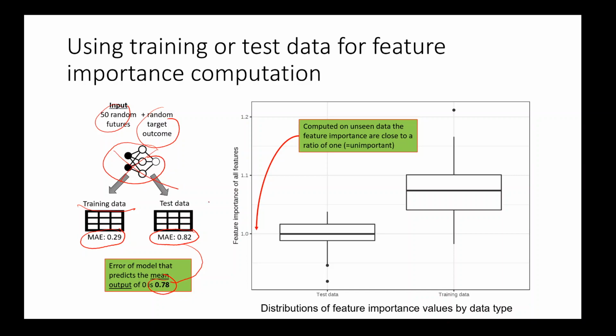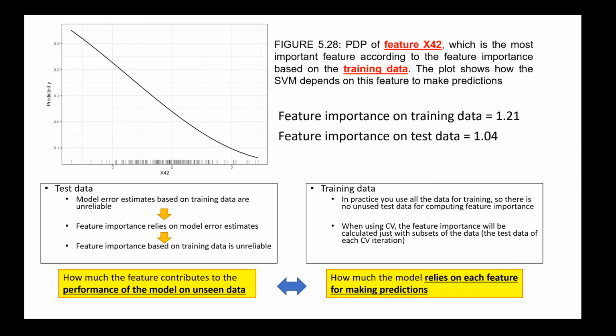On the right, we can see the distribution of feature importance using the test data and the training data. The model overfit to the training data because in some cases the importance was slightly greater than 1. However, the feature importance computed on the test data was close to 1, which means that all the features are actually unimportant. So, to get some insight into which data we should use, let us observe the partial dependence plot of feature x42, which is the most important feature according to the feature importance based on the training data.